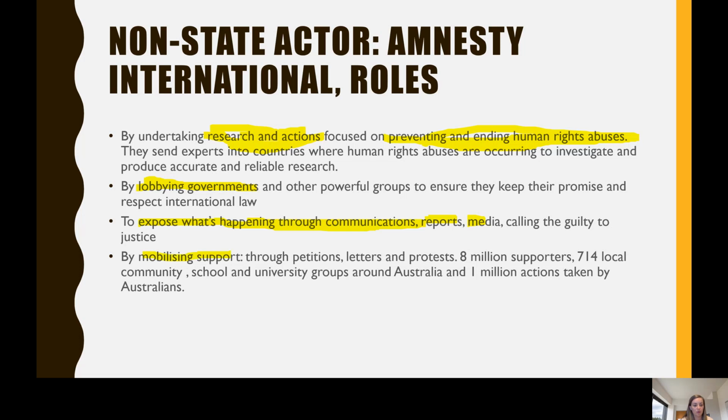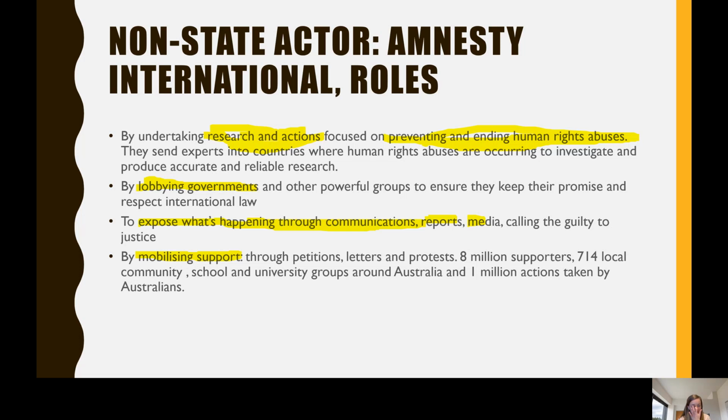They also mobilise support. So basically, with their 8 million members or supporters, they will get those people to all rally around a campaign, whether it was to result in Moses being released in Nigeria, or encouraging people to support the campaign to stop a woman being sent to death in Iran. They will gather their supporters to all rally around a cause and take action. So those are the 4 roles that they undertake.